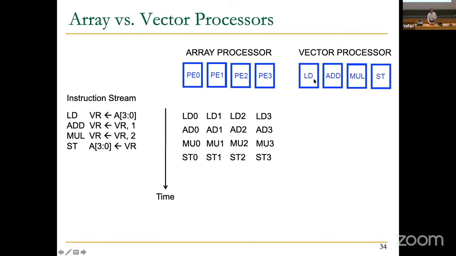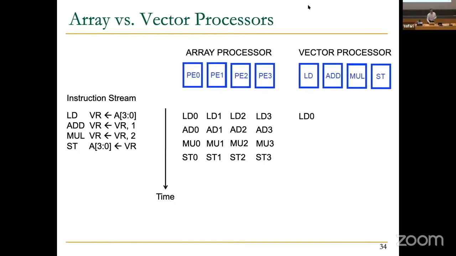Okay, so let's take a look at how a vector processor does it. Vector processor is frugal, as I said. Processing elements are simpler. You have only one load element, one processing element that can do add, one processing element that can do multiply, and one processing element that can do stores. So you don't have this luxury, if you will. So you have to perform consecutive operations on consecutive elements in time, right?